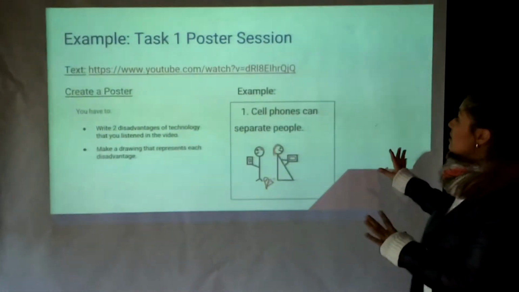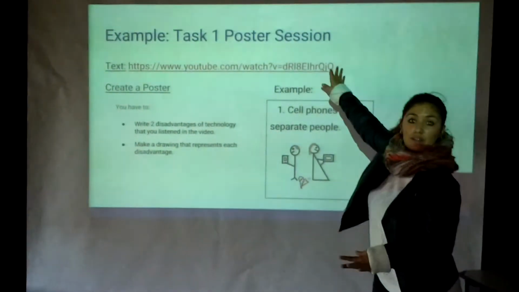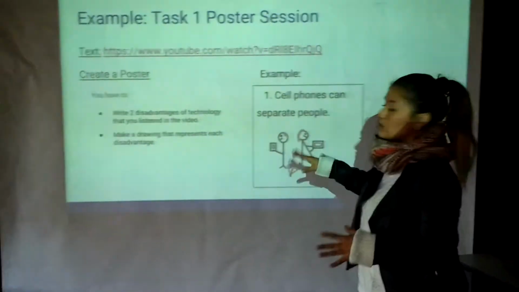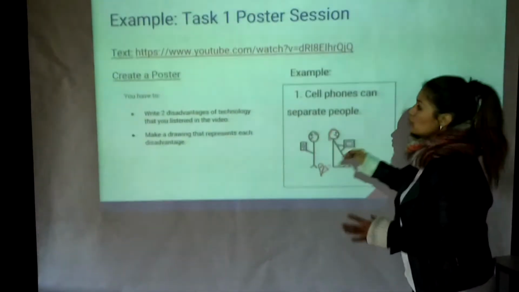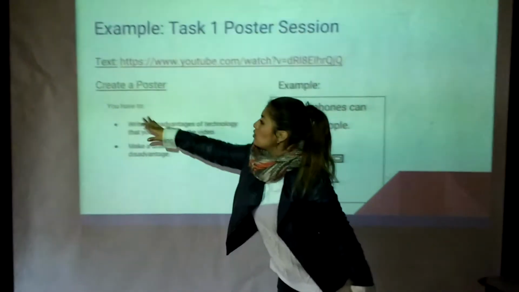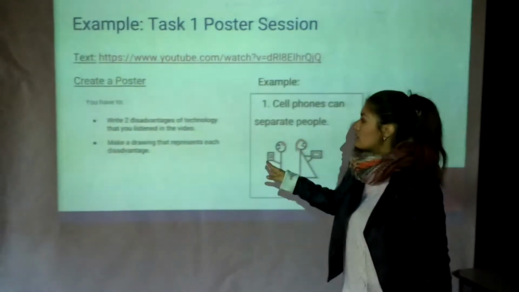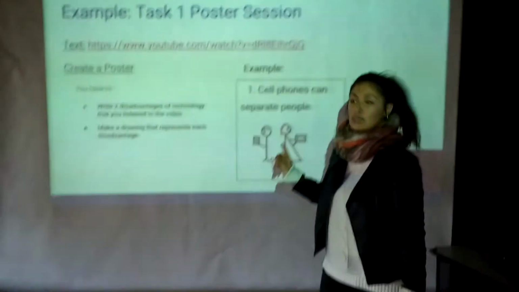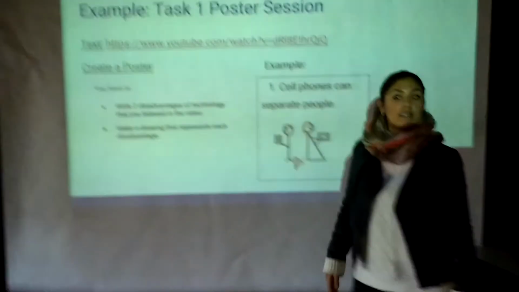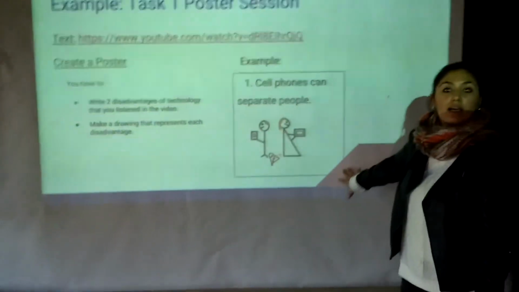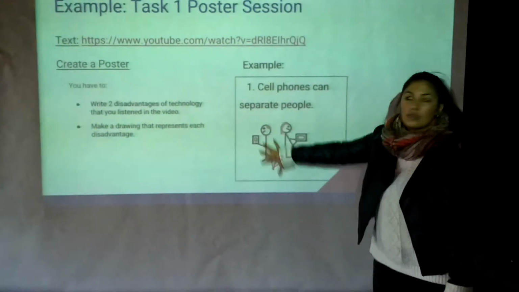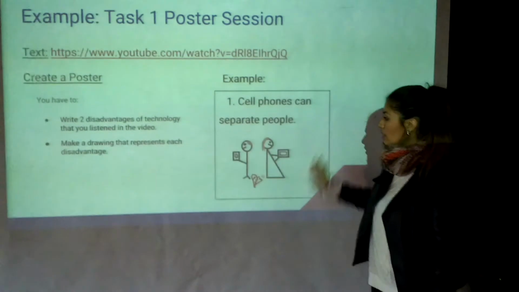Well, our example of task is the poster session. Here we have the link of the video we are going to use. And students have to create a poster. Here we have the instructions we are going to show our students. The first one: you have to write 2 disadvantages of technology that you listened to in the video. And the second one: make a drawing that represents each disadvantage. And here we have the example. For example, cell phones can separate people, and here we have the drawing. And that's it.